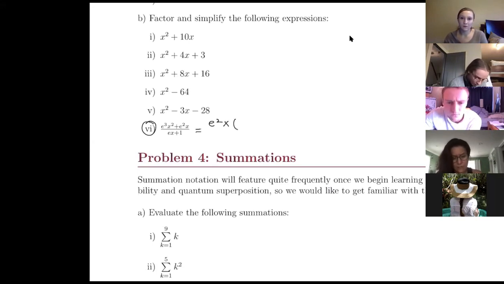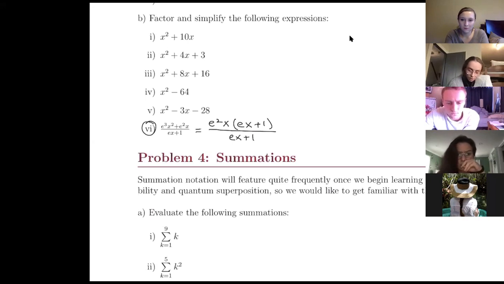And then you factor that out. So you're left with, in the first polynomial is just ex, and the second polynomial is just 1. So you're left with that over ex plus 1. And then you can see that ex plus 1 and ex plus 1 cancel. So you're left with e squared x.